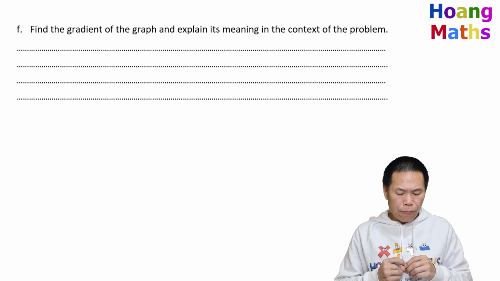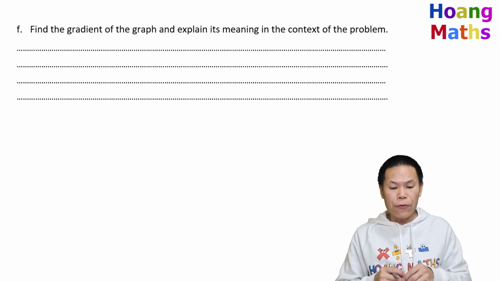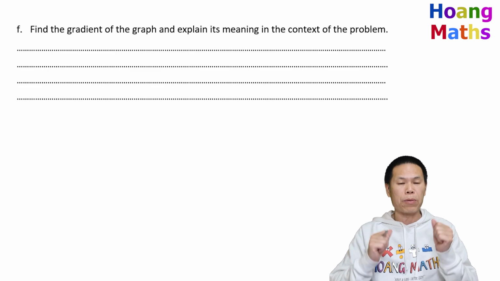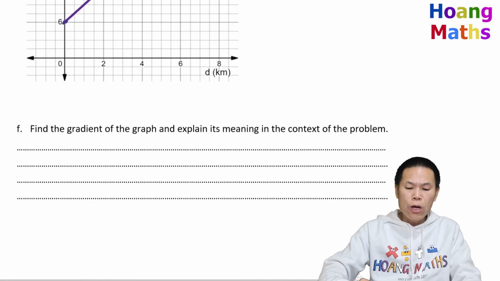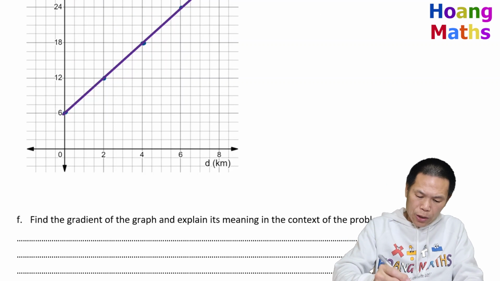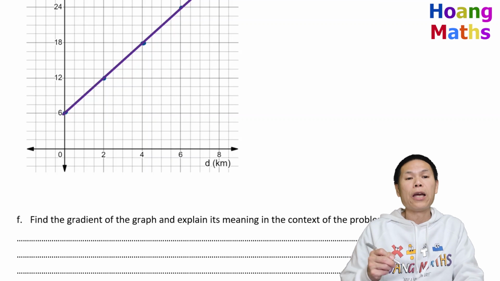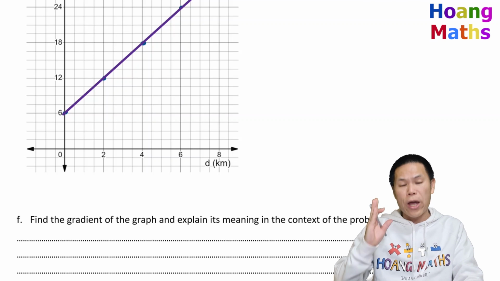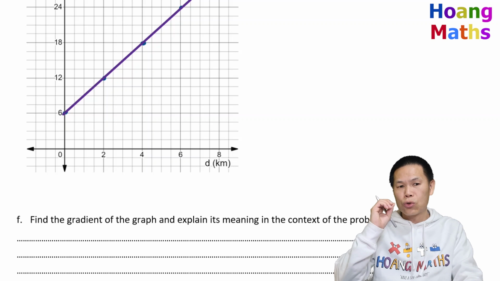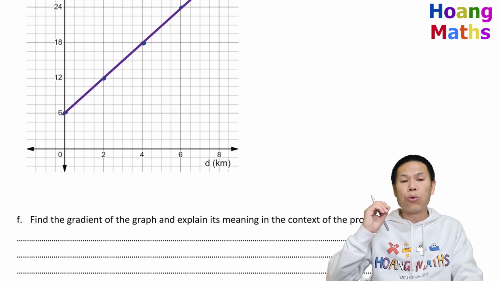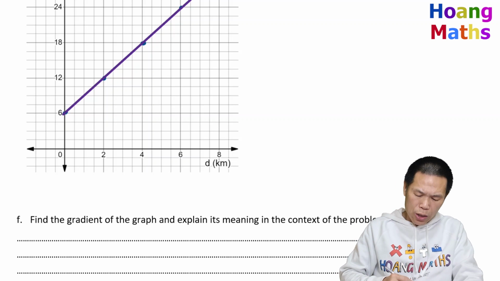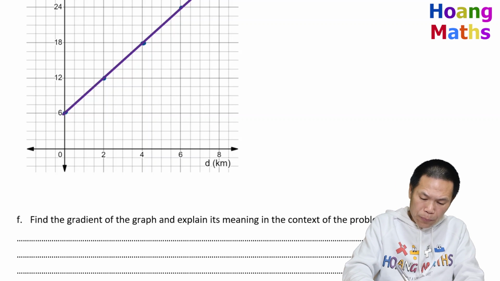Part F. Find the gradient of the graph and explain its meaning in the context of the problem. First of all, we know that the gradient is rise over run. So I can just draw a right-angle triangle. It doesn't matter where it is or how big or small it is. Just look at the points so you can find the rise and the run easier. That's all. So I can just draw it on here.